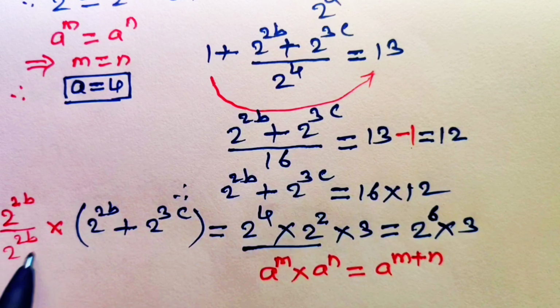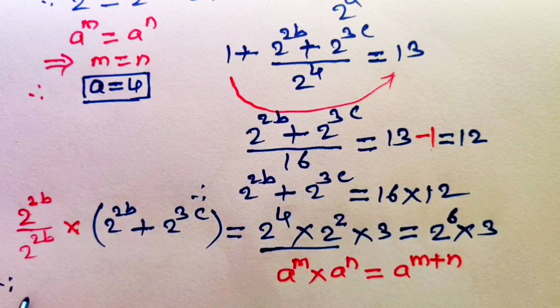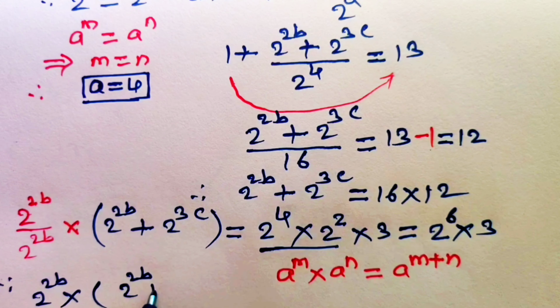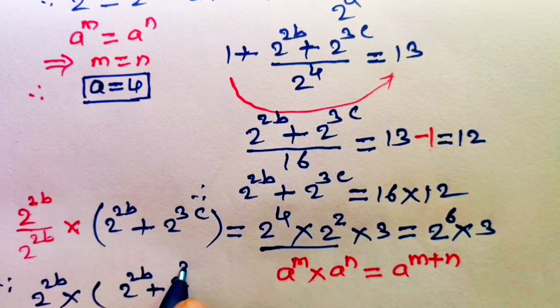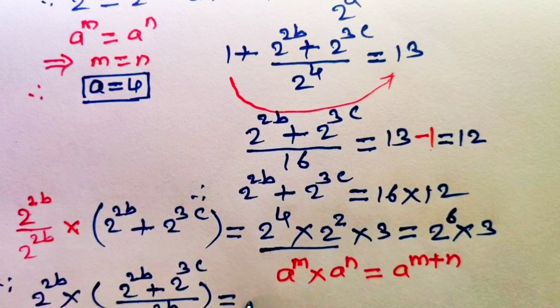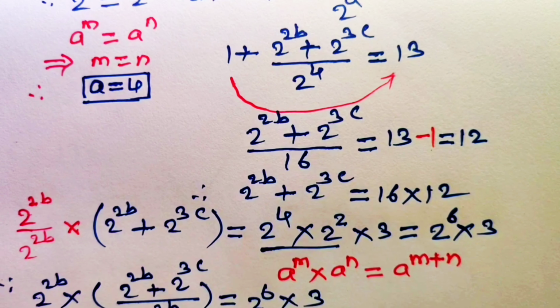Now take this 2 to the power 2b inside this bracket. Hence this can be written as 2 to the power 2b into (2 to the power 2b plus 2 to the power 3c divided by 2 to the power 2b) bracket close, and on right hand side 2 to the power 6 into 3 as it is.